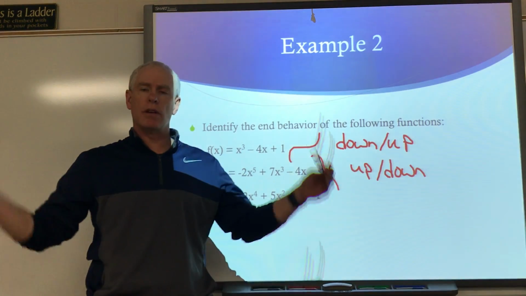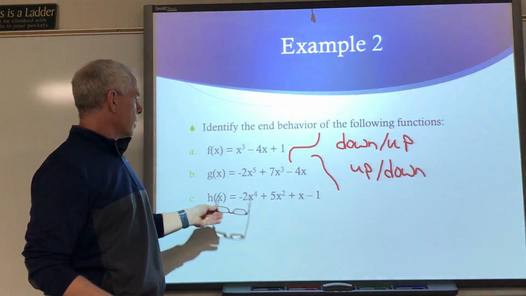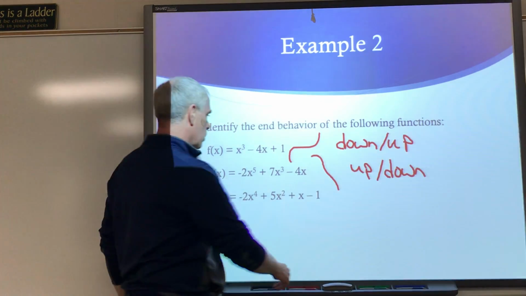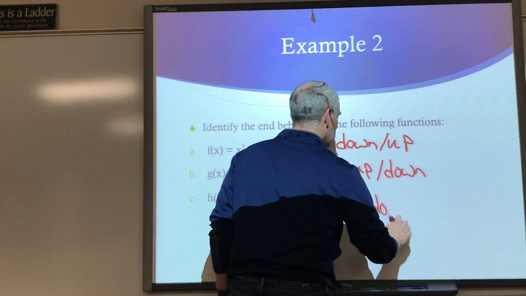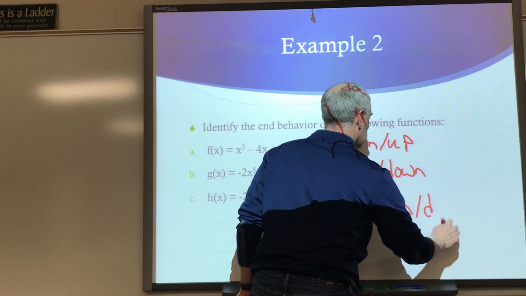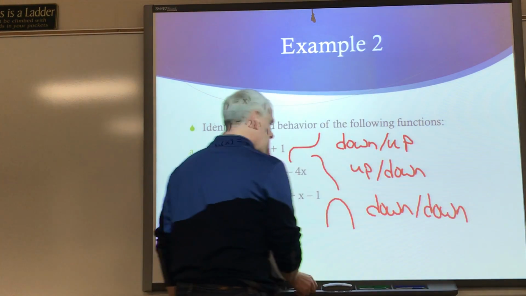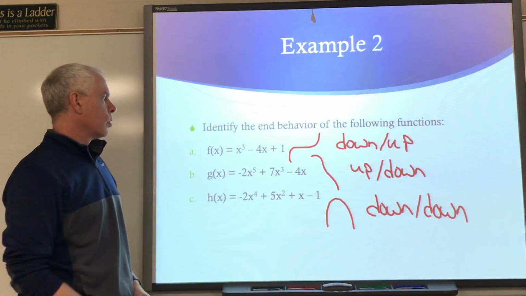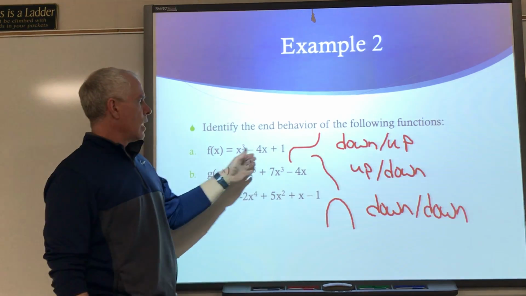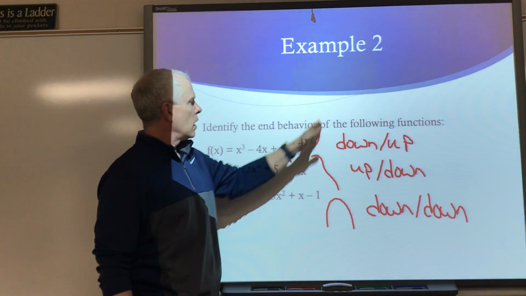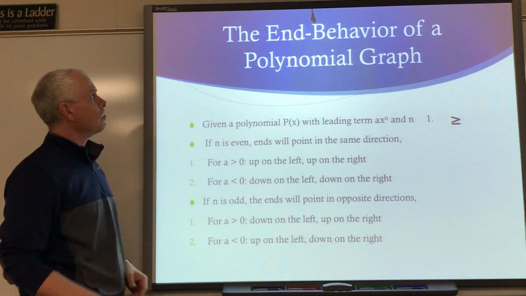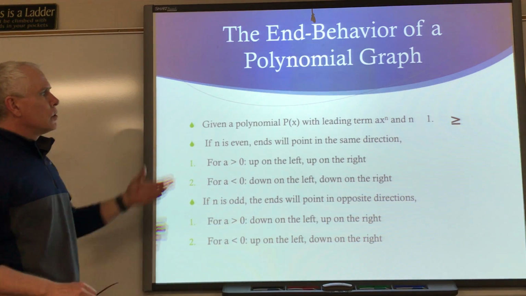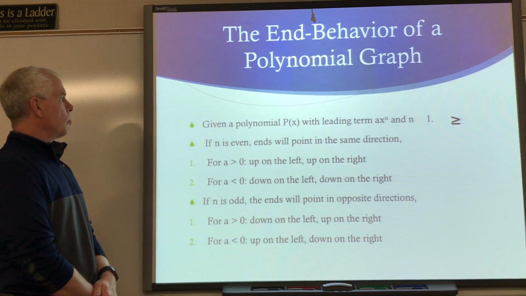Okay, this is a 4th degree polynomial. Since it's an even degree, they either both go up or they both go down. Leading coefficient's negative, so it's going to be something like this, which will be a down, down. Okay, that's all I'm looking for in that situation. So as I go left to right, we go from down to up. This one goes from up to down. This one goes from down to down.